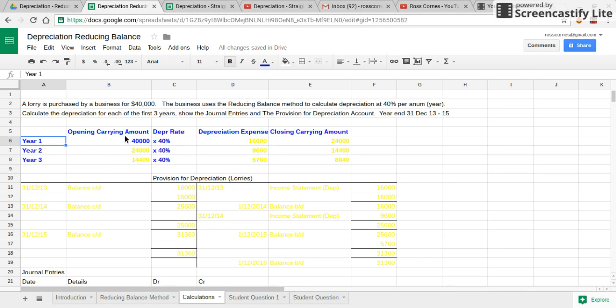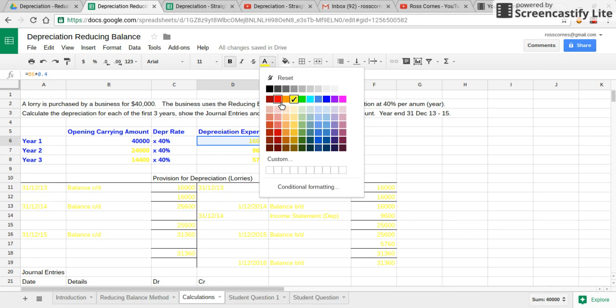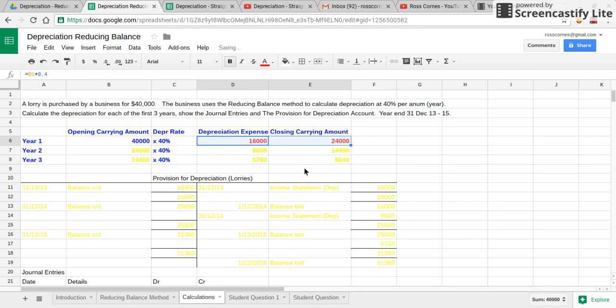In year one, the opening carrying amount will be the original cost of the car, in this case $40,000. So that's where we start year one. At the end of year one, we need to work out how much depreciation to charge for that year. So we do 40,000 times 40%, which is 16,000. And therefore the closing carrying amount of that car is 24,000.